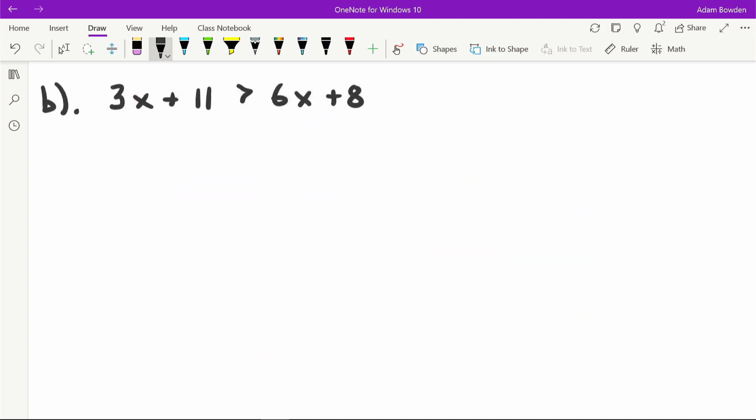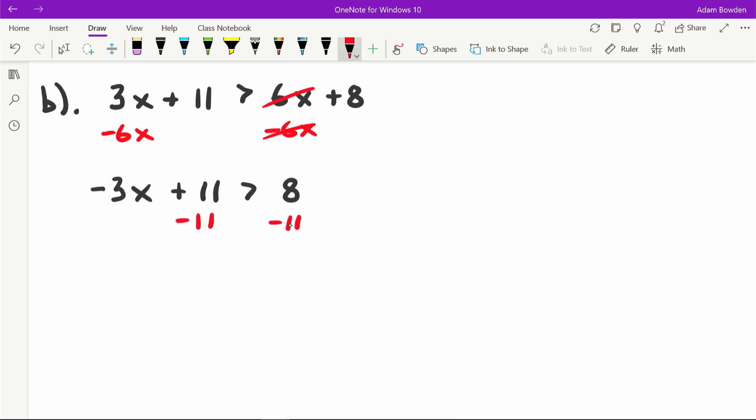Here's another one. It goes 3x plus 11 greater than 6x plus 8. Here's what I'm going to do first. I'm going to go ahead and subtract 6x from both sides. We have to get all the x's over to one side, so why don't we subtract the 6 over? So that'll make it look like -3x plus 11 greater than 8. And then I'll subtract the 11 over to both sides, bringing it down to just the -3x on its own, greater than -3.